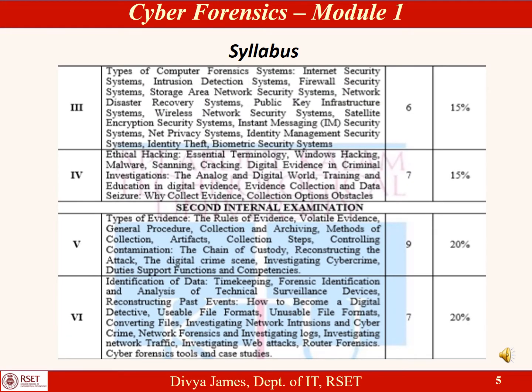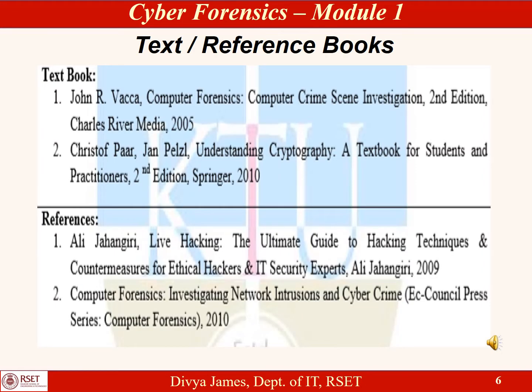Module 3 contains the different network disaster recovery systems and also the encryption mechanisms. Module 4 is all about ethical hacking, and Module 5 deals with the methods of collection and archiving the evidence with respect to cyber forensics. And finally, Module 6 contains the study of certain cyber forensics tools and case studies. And these are the text reference books.